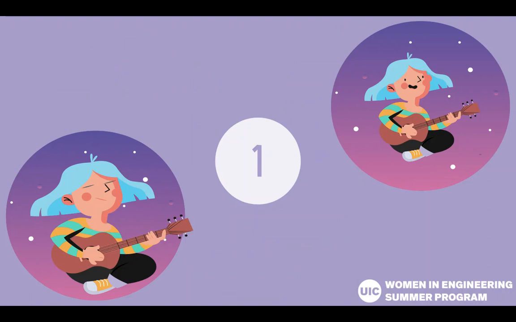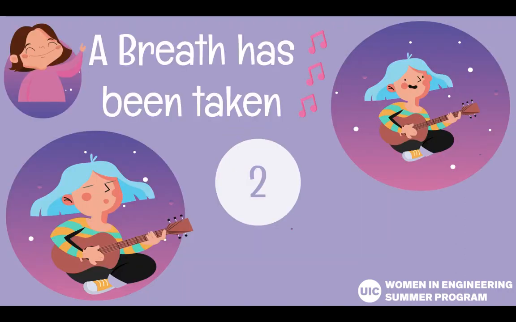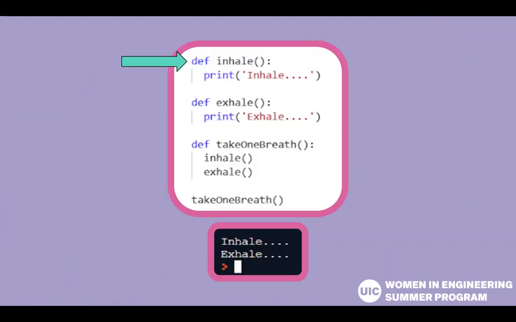So first you will inhale and then exhale. And then we are able to say that a breath has been taken, right? And this is the code of how it looks like.